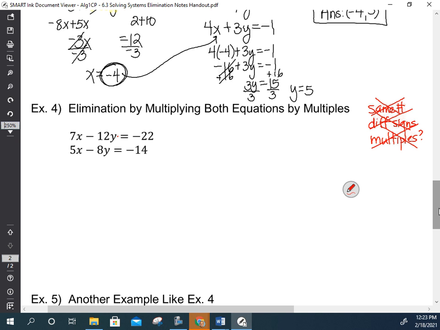So now we're going to force the problem to work. This is what we do. Pick a variable, and switch the numbers in front and multiply.